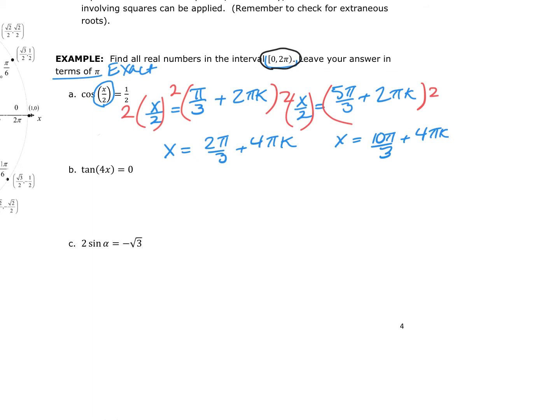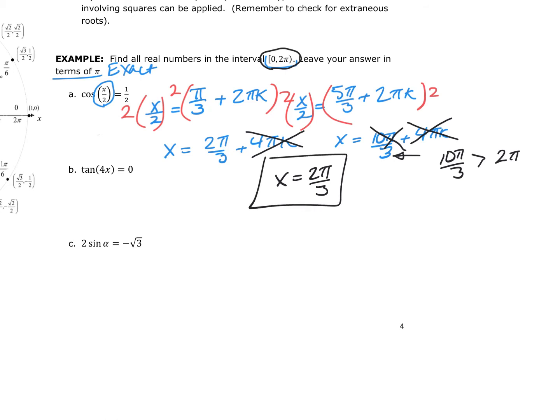So if I want only the solutions that land within that interval, clearly I can't add on any multiples of 4 pi k because that's outside of that interval. Not only is 4 pi k for any value of k except for 0 outside of the interval, so is this. 10 pi over 3 is larger than 2 pi. Because 10 pi over 3 is larger than 2 pi, that is not part of the solution either. So my only solution is x is equal to 2 pi over 3. That's my only solution.